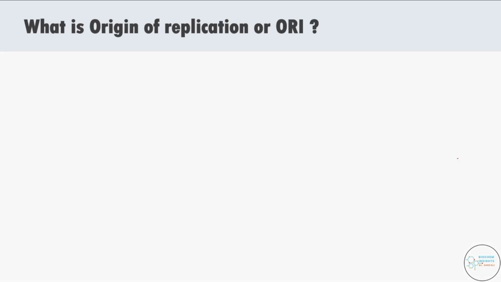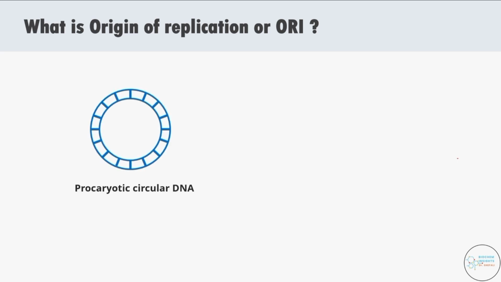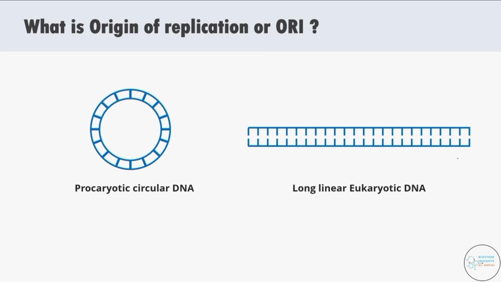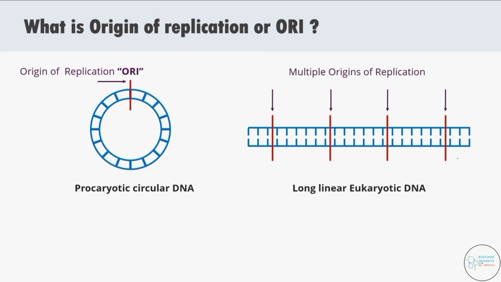To understand the process better, let's consider the step ladder model of DNA. So again, this is prokaryotic circular DNA and this is eukaryotic linear DNA. As I told you, the first step of replication is complementary strand separation, and the site of initiation from where the two strands start to separate is called the origin of replication or ORI. As you can see, prokaryotic DNA has only one ORI, whereas eukaryotic DNA has multiple origin of replication sites.